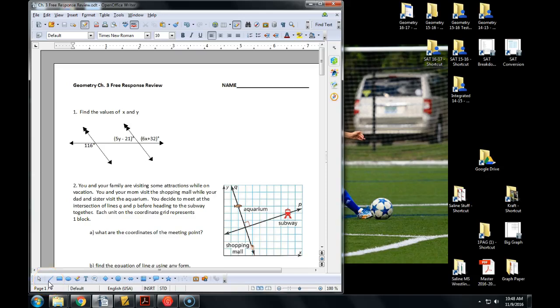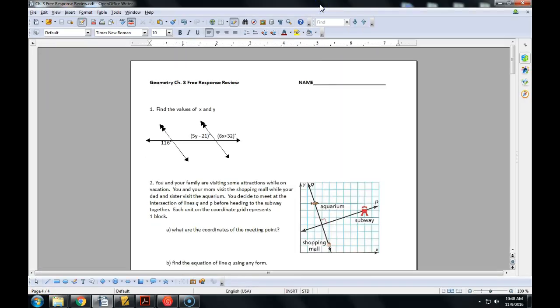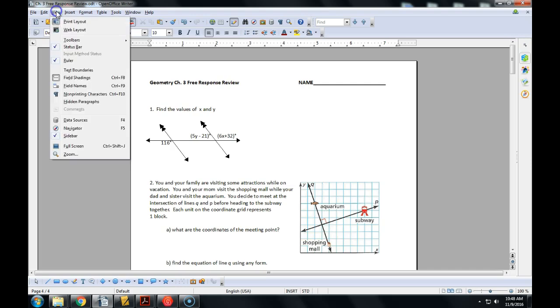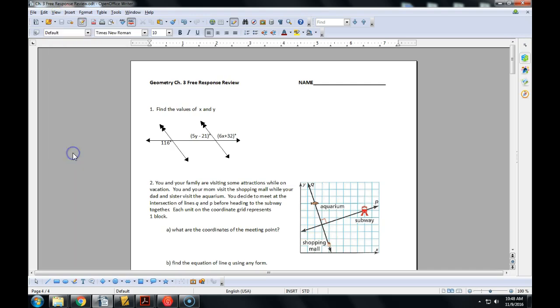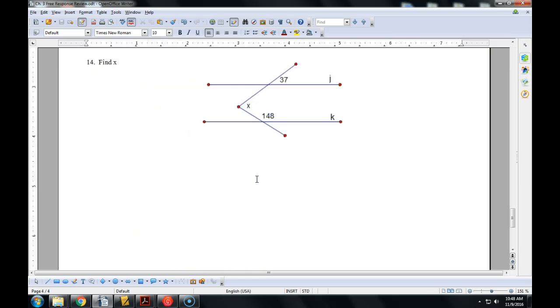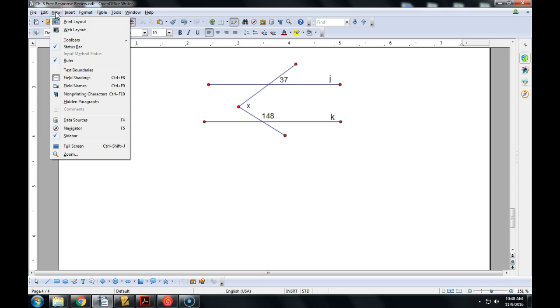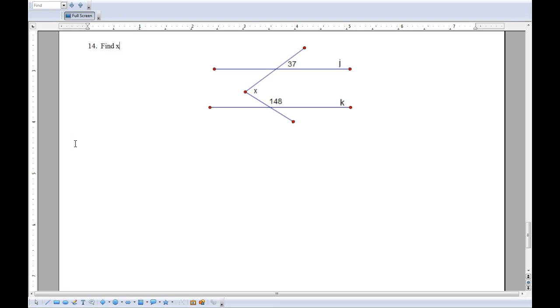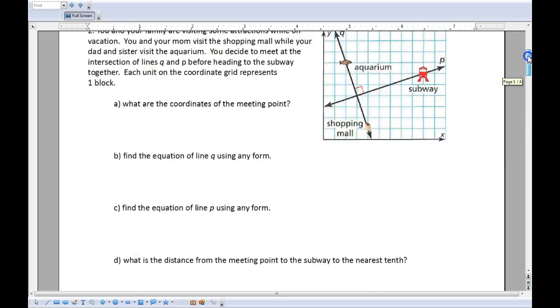All right, let's knock out this review for the Chapter 3 free response questions. So we're going to try to put everything into play that we've learned so far and apply it to some new type problems. A little bit of graphing, some parallel lines, maybe a little bit of slope stuff in here. So let's get after it.